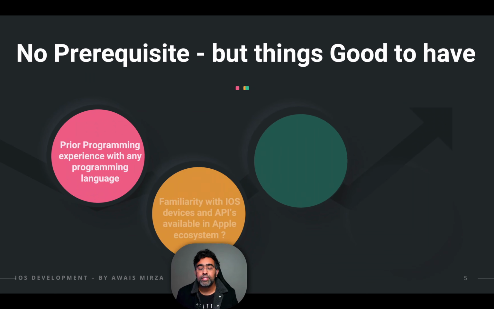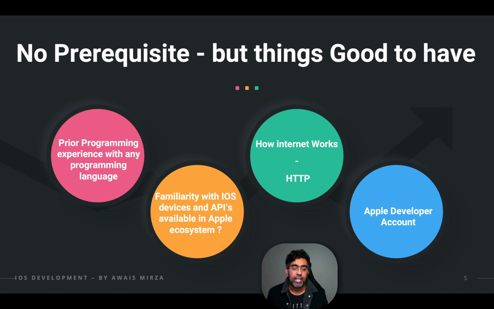Now, there's no prerequisite for this course, but these are the things that are good to have. If you have any previous programming experience with any technology like web development or even some backend development, that's surely going to help you, because Swift is a programming language which has all the common concepts like if statements and loops. To become an iOS developer, you should be familiar with iOS-based devices like iPhone and iPad. And I'm pretty sure you have those devices in hand. So we are going to take a look at APIs provided by Apple for those particular devices.